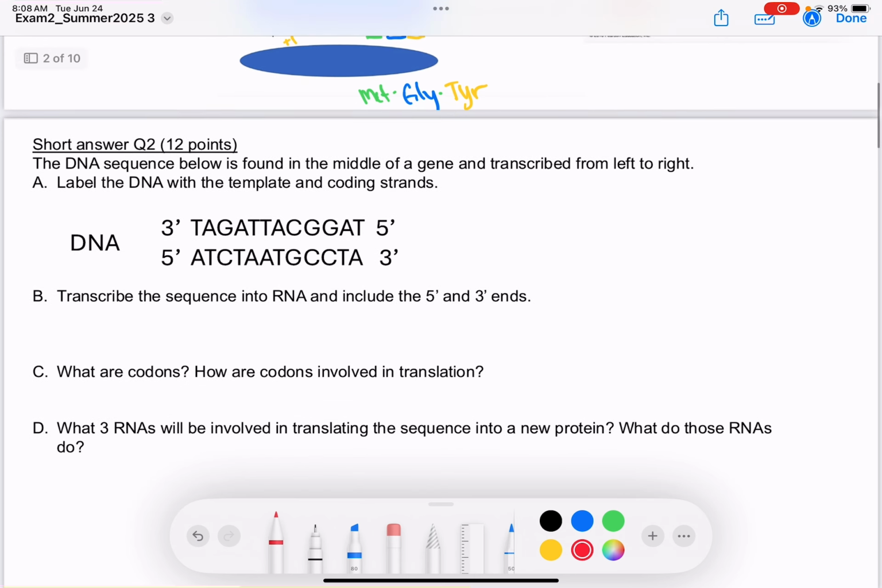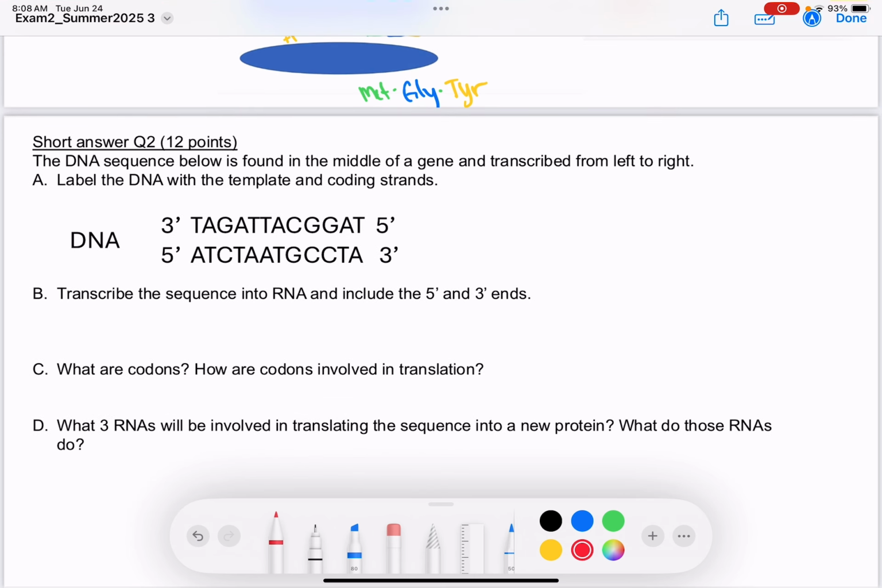Okay, the DNA sequence below is found in the middle of a gene and is transcribed from left to right. Okay, direction of transcription. So the first thing that I want to do is actually figure out the template and coding strands, which is what it wants me to do anyway. So I want to read DNA 3' to 5', okay? Since I'm going left to right, I need 3' to 5', right? So this top one is going to be my template, and the bottom is going to be the coding.